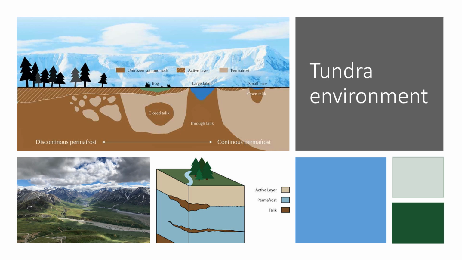Areas which have discontinuous permafrost have a slightly different biome. You'll start to find trees there. But areas with continuous permafrost will be treeless, and that's part of its definition.